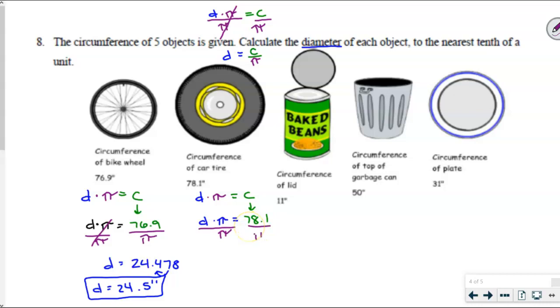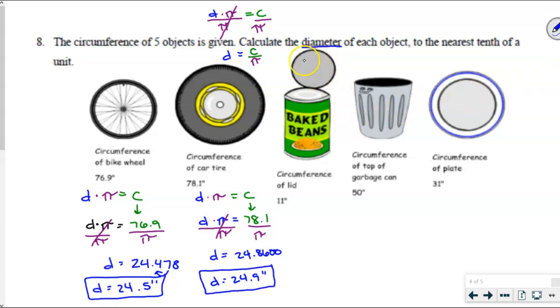Whatever I do to one side, I do to the other side, and I end up with d is equal to... give me just a second to catch up and type it into my own calculator. I have 24.86 and then a couple of zeros, which means I'm going to round this one to 24.9 inches. And now it's your turn.